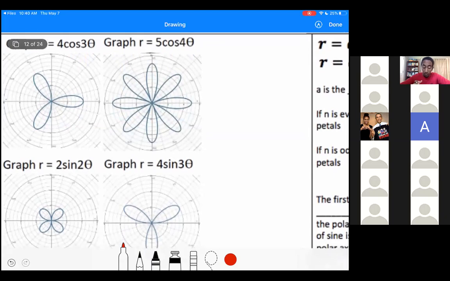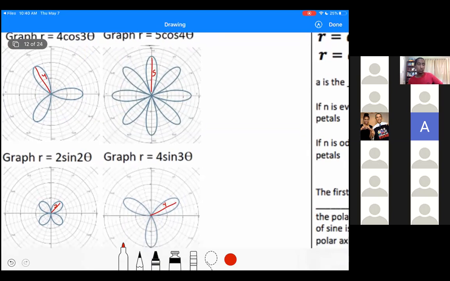And the distances, by the way, should be the A for this as well. So this distance should be 4. This distance should be 5. This distance should be 4. And this distance should be 2. So just when you're drawing it, just make sure that you have those as the distances. I'll give you a second to write those down.